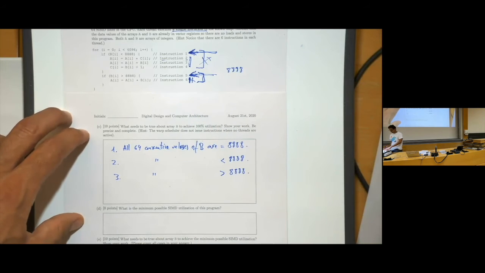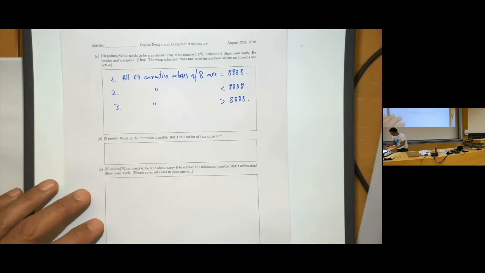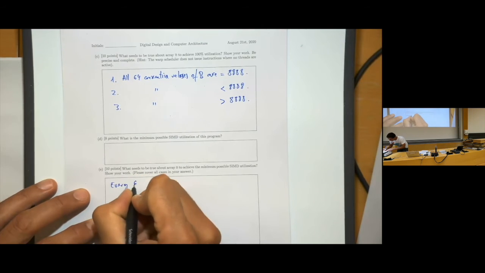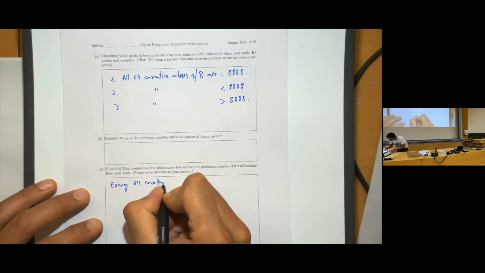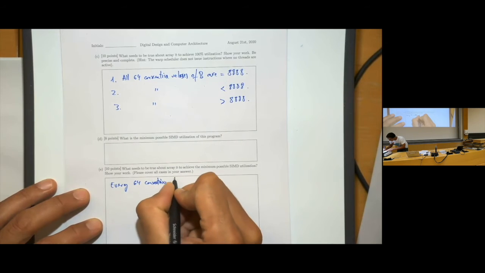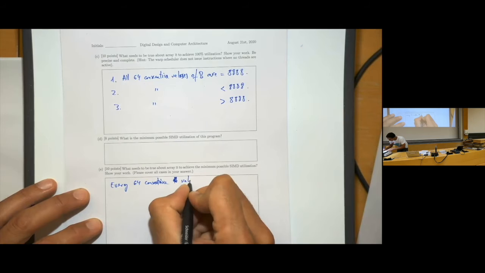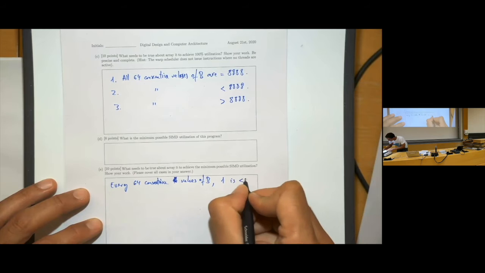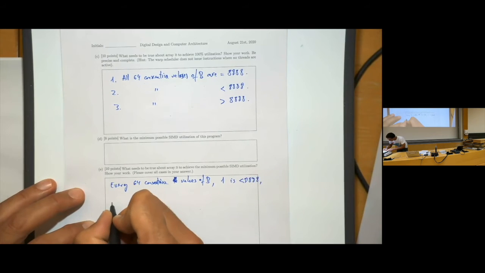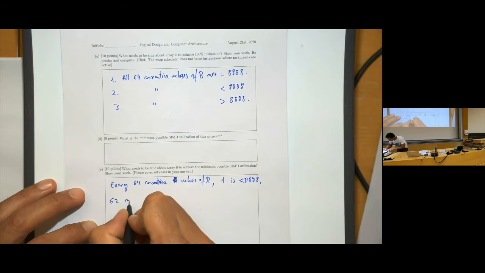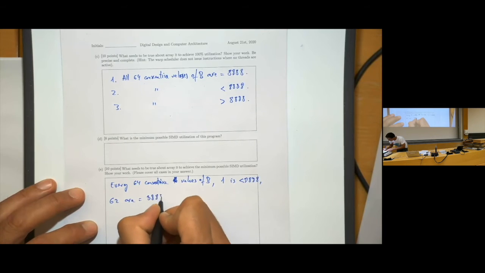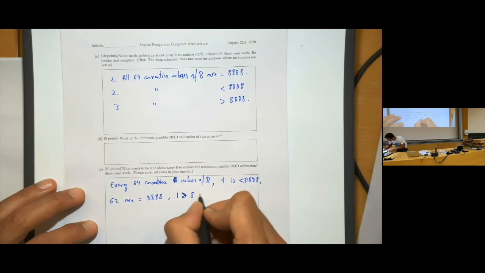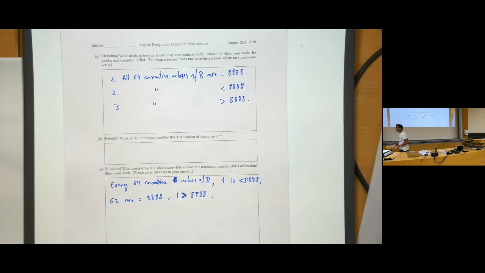So then, as I said, in every 64 consecutive values of B, one is less than this number, 62 are equal, and one is greater than this number.